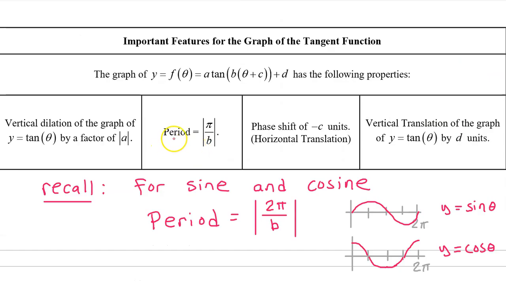So it makes sense that the period of a transformed tangent function will be the period of the parent function divided by b, just like it is for sine and cosine. So we just need to keep straight this difference. For sine and cosine, we always found the period by taking 2 pi divided by b. For tangent, we will take pi divided by b.